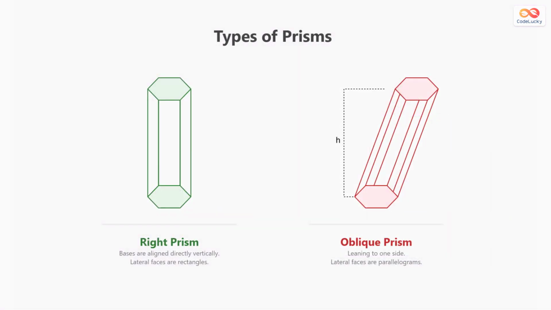Not all prisms stand up straight. A right prism has bases that are aligned directly one over the other, and its lateral faces are rectangles. An oblique prism looks like it is leaning over. Its bases are still parallel, but its lateral faces are parallelograms instead of rectangles.